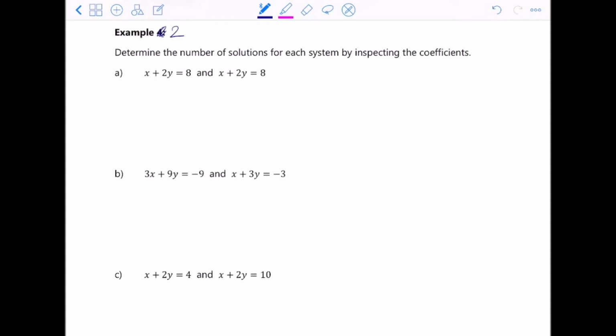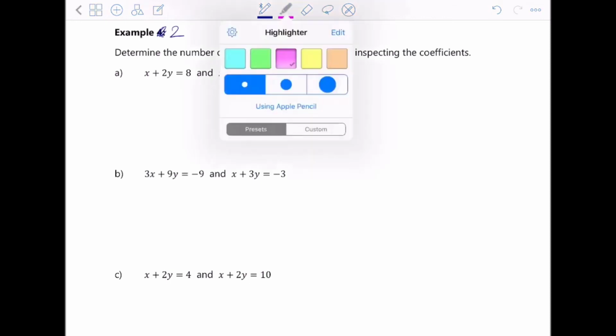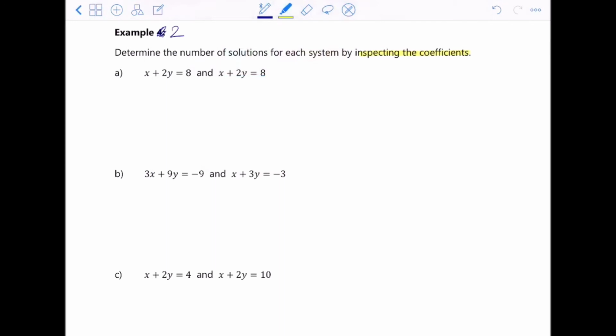Determine the number of solutions for each system by inspecting the coefficients. So the key word is inspecting the coefficients. Coefficients are the values in front of variables. So we just need to consider the coefficients in front of variables here first. Let's take a look at part A. Notice that coefficients are all the same. So the two equations are equal to each other.